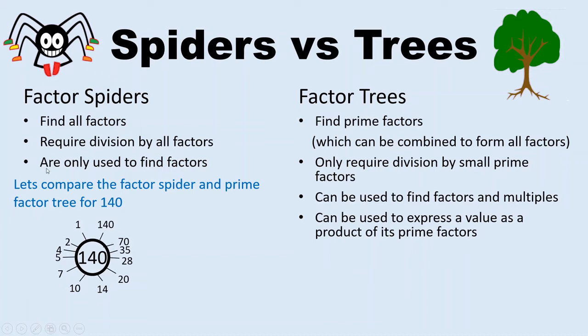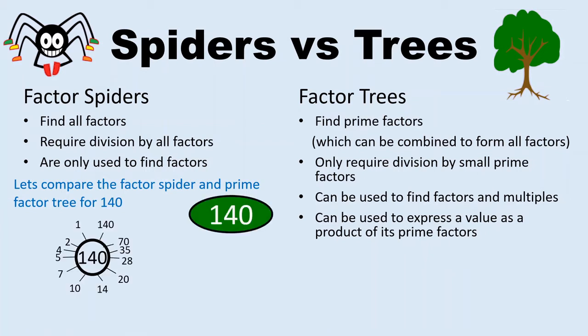So that's a factor spider. I found all of my factors, but I had to do quite a few difficult divisions in order to find them. Let's try a factor tree for 140 now. Now, if you're in year 7 and this is your first time seeing factor trees, don't worry too much about it. Just see what you can grasp from it, and we'll grow from that knowledge as we go through year 8 and year 9. If you're in year 8, you should really be testing yourself, pushing yourself to see if you can really take advantage of this skill.